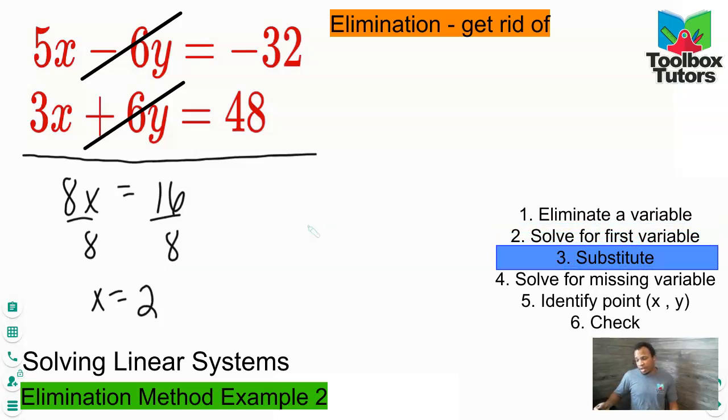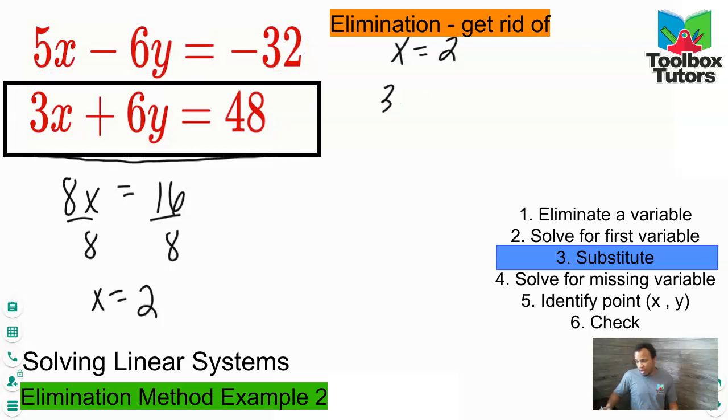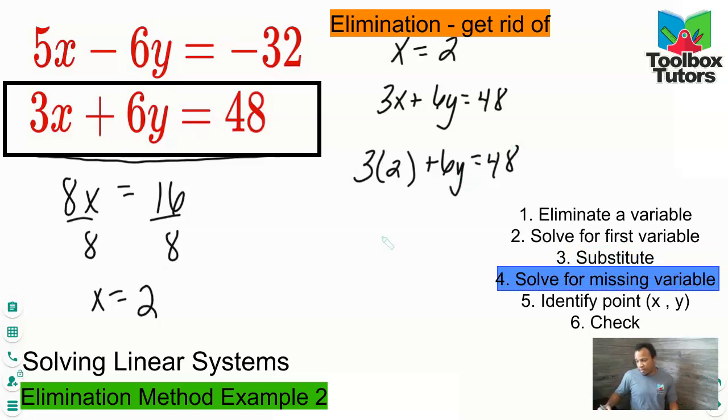In order to solve for y, what we can do is take x equals 2 and substitute it back into one of these equations. We'll use the bottom one. So we have 3x plus 6y equals 48. From here, we know x equals 2. So we have 3, open parentheses, 2, close parentheses, plus 6y equals 48. So now from here, 3 times 2 gives us 6, plus 6y equals 48.